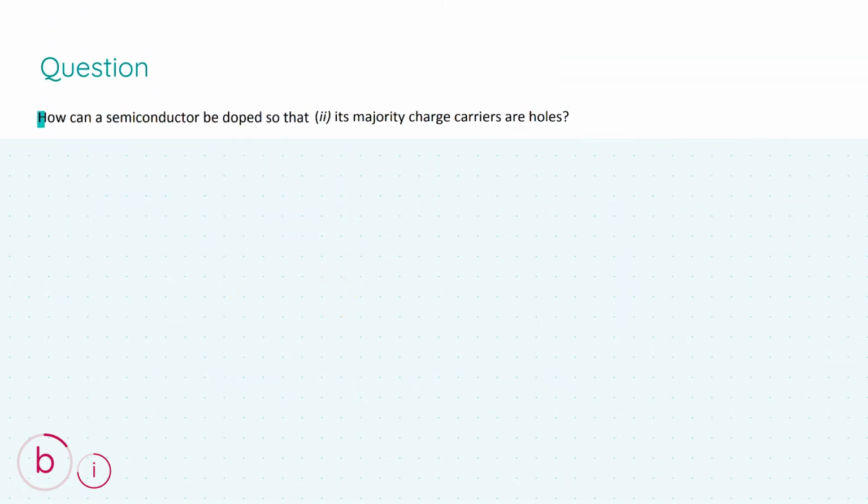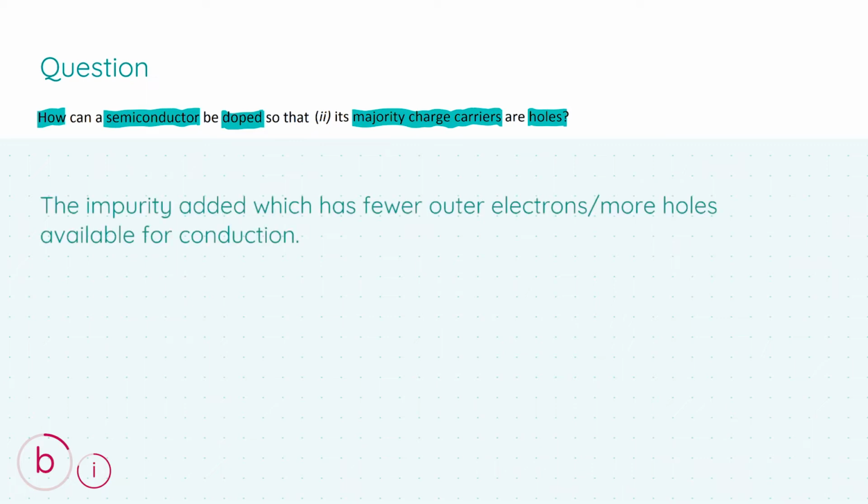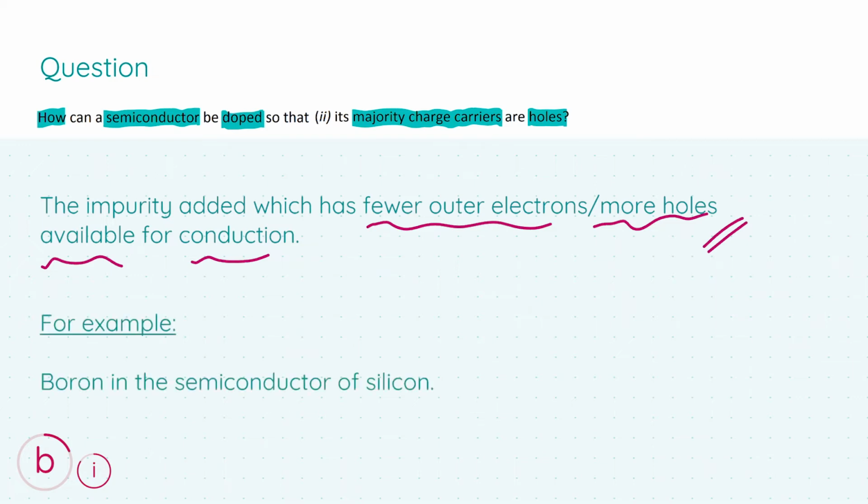Okay, and next we're asked, how can a semiconductor be doped so that its majority charge carriers are indeed holes? Now, holes are positive. They carry a positive charge. So we would have fewer outer electrons from the impurity, and therefore more holes are available for conduction. So that's the definition. And an example would be boron in the semiconductor silicon. Again, like before, I've given an example and a definition. Either one will get you 3 marks.